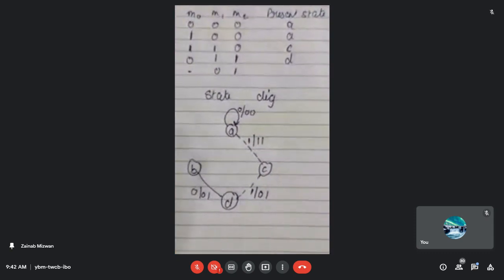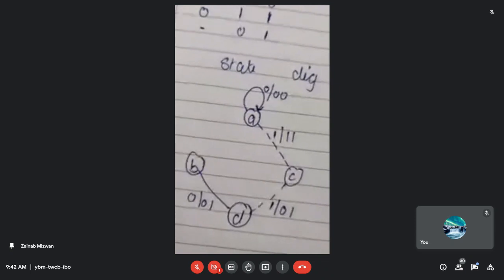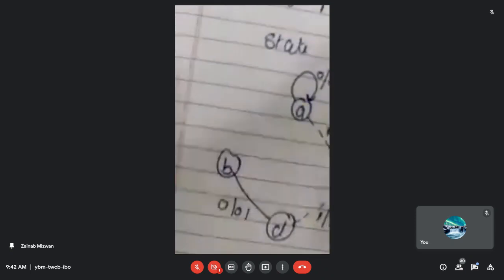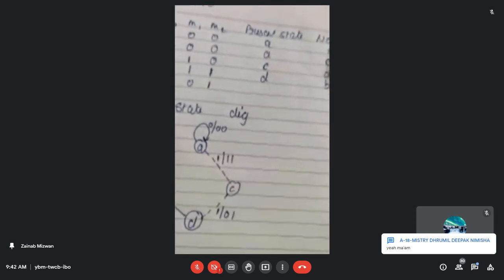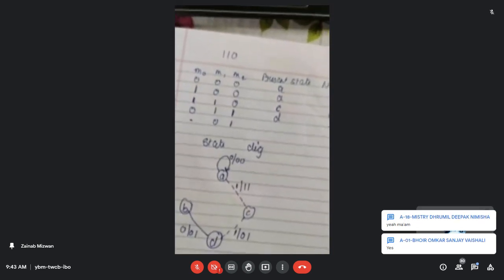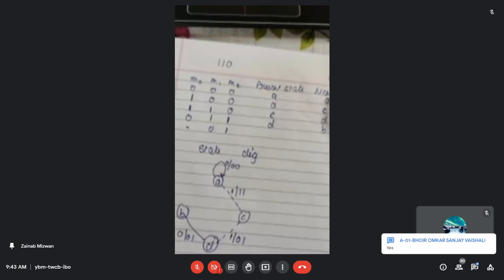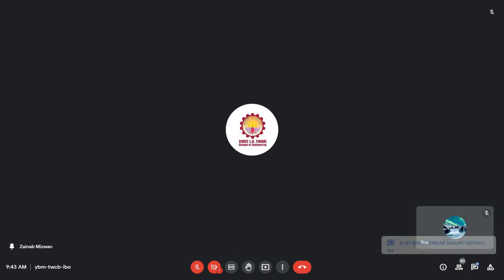Is the state diagram understood by all of you? Did everyone understand how to draw the state diagram? Okay, so I hope all of you have understood the state diagram. I will give you another value and then you will draw the state diagram.